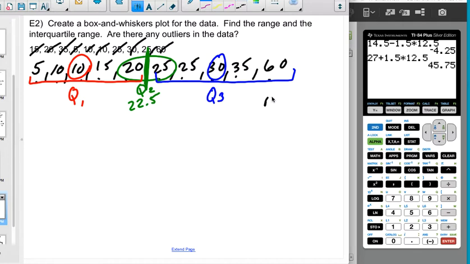So my range is 60 minus 5, which would be 55. My interquartile range, which is going to matter for finding an outlier, is 30 minus 10. Sorry, I got ahead of myself, which is 20.